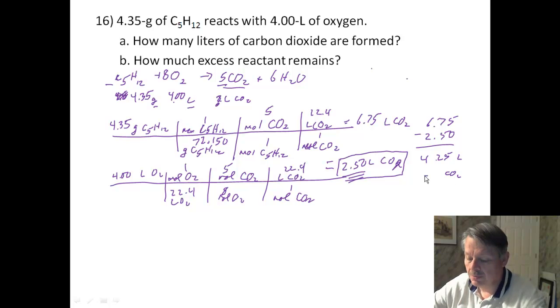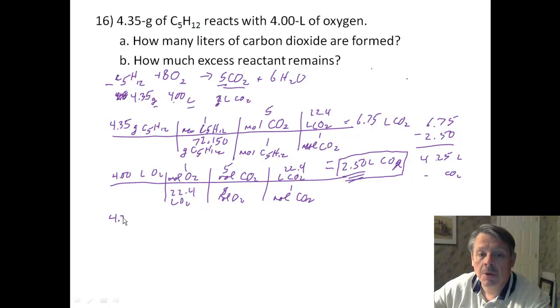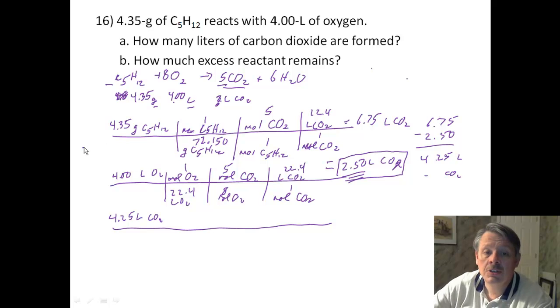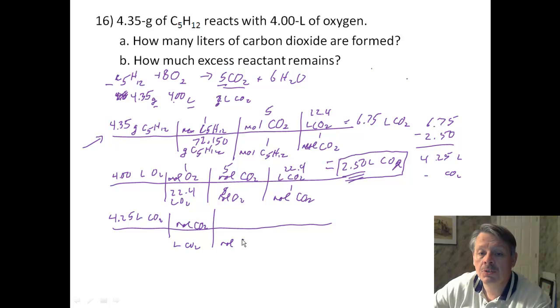So now what do I do? Well, I work backwards. I start with my 4.25 liters of CO2 gas, and I want to figure out how much of my excess reactant I have left over. Well, clearly I used all of my oxygen, so I have to work my way back to the C5H12. So I have to go from liters of CO2 to moles of CO2, and from moles of CO2 to moles of, in our case, C5H12, because that's what I had excess of, and I go from moles of C5H12 back to grams of C5H12.